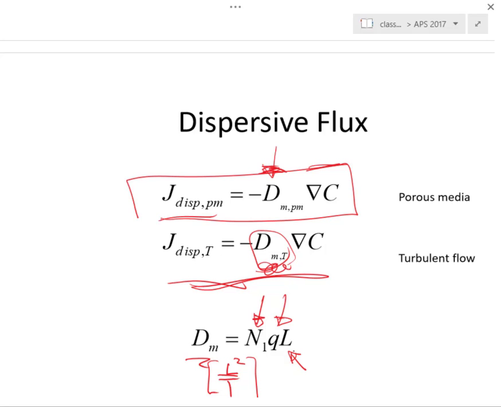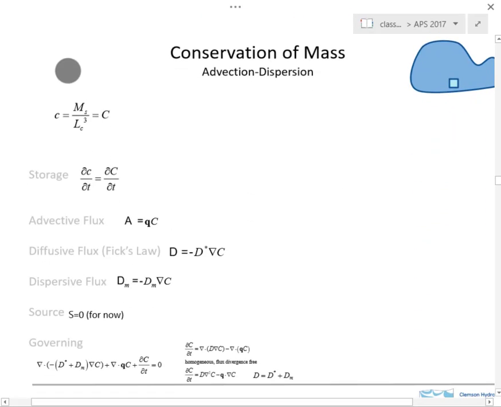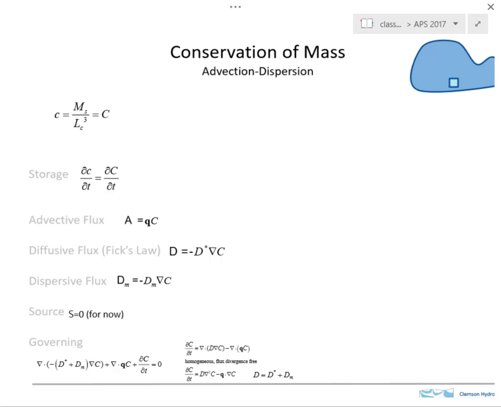But anyway, the take-home thing here is that we've got this quantity that's controlling dispersion, and it's going to depend on the velocity of the flow and some kind of length scale over which the mixing is taking place. So it seems to make sense. Okay, so we want to come up with the analysis that we've been using.